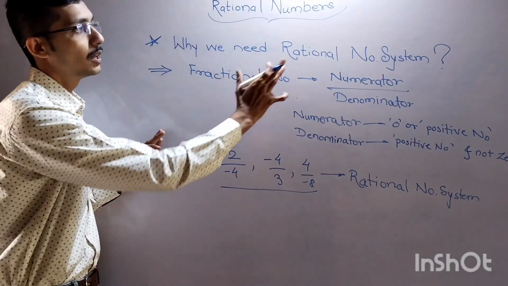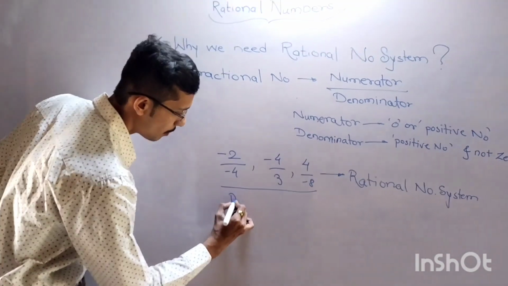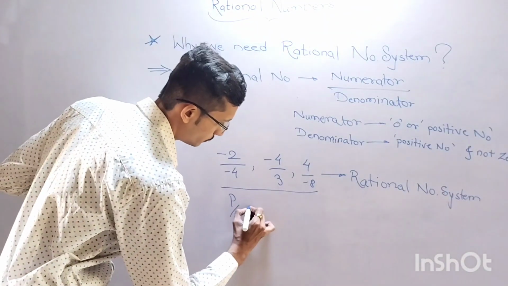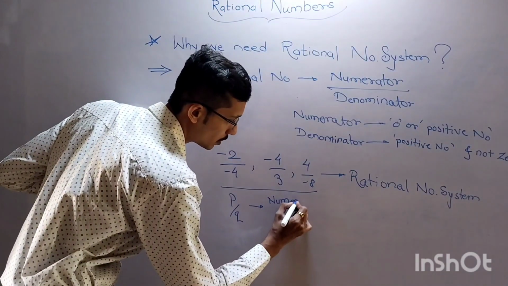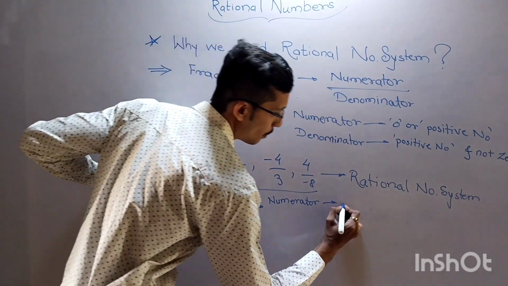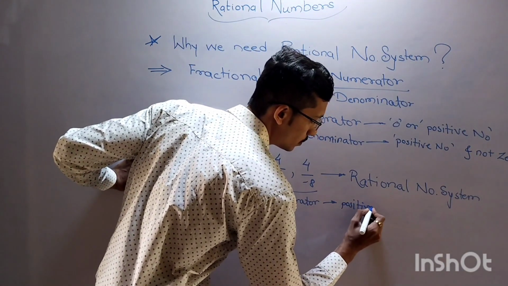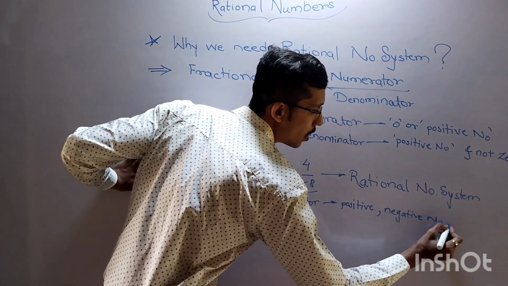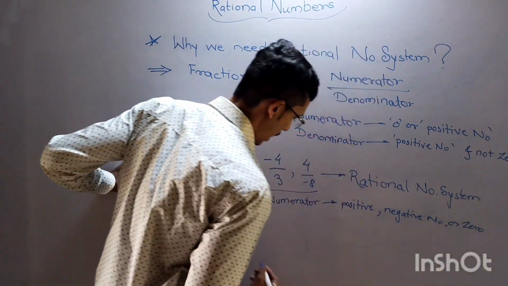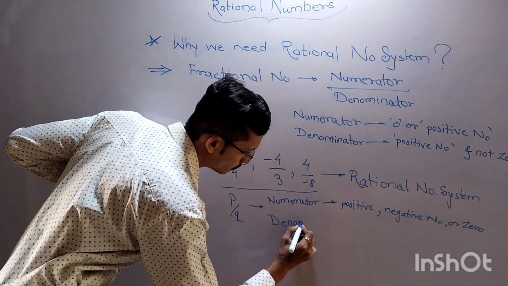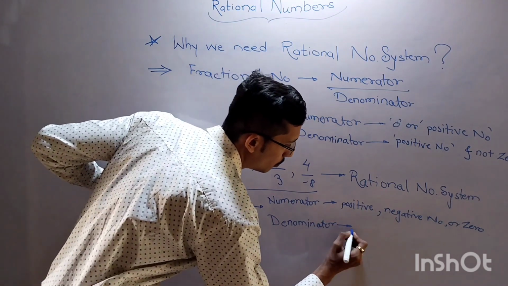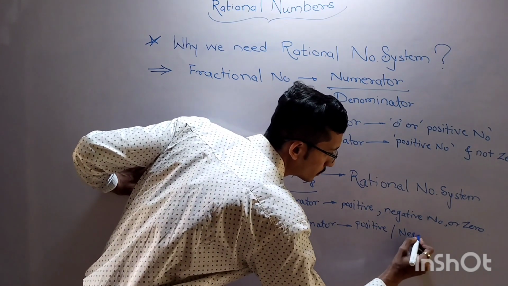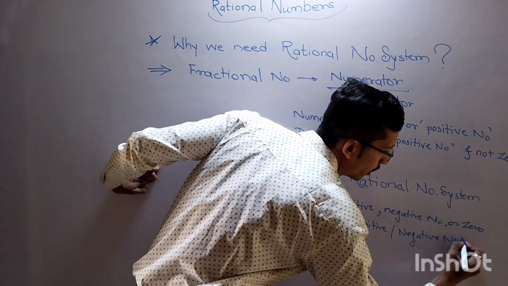So simply, rational numbers are numbers in the form of p upon q, that means which have a numerator and a denominator, where the numerator should be a positive number or negative number or 0, and the denominator should be a positive number or negative number, not 0.